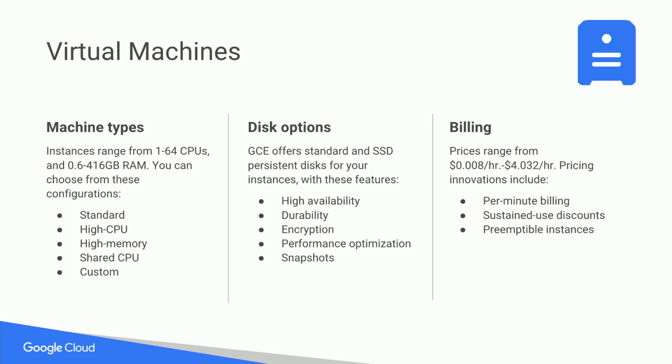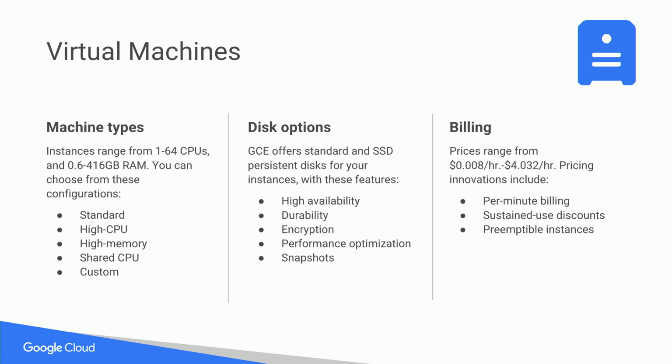There are standard, which is a nice blend or balance between CPU and memory. They've got high CPU recipes where that's like double the CPU for a given amount of memory. They have the inverse, which is high memory instances, and that's like double the amount of memory for a given amount of CPU. They've got shared CPUs, which are the least expensive and lowest performing VMs. And then if none of these pre-configured recipes work for you, you can make your own custom recipes and basically pick how much CPU and how much memory you want.